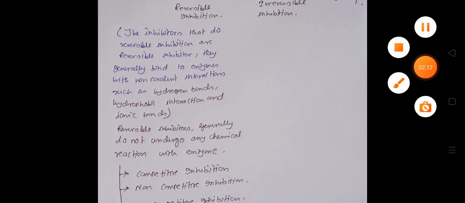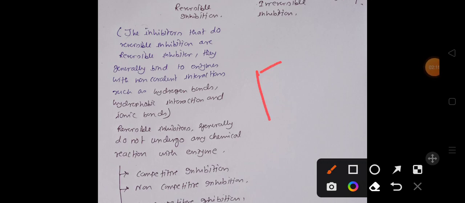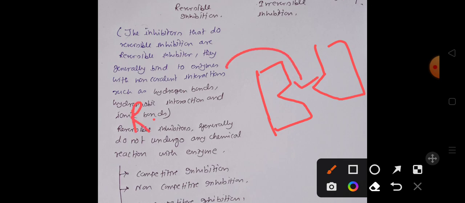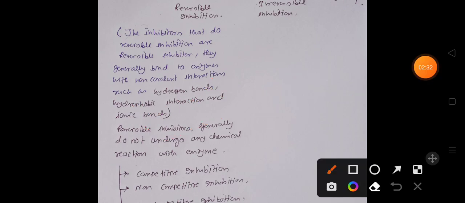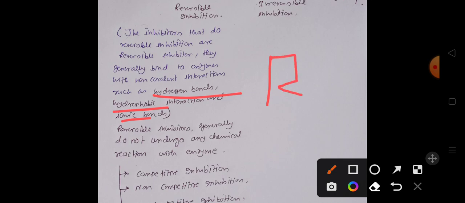So what is reversible inhibition? In this type of inhibition, the enzyme and the inhibitor interact with each other by reversible non-covalent interactions. This reversible non-covalent interaction may be hydrogen bonding, hydrophobic interactions, or ionic bonds. They are usually weak bonds, we all know, but when too many reversible non-covalent interactions occur at a single time, together they create a strong impact. So that's the idea.